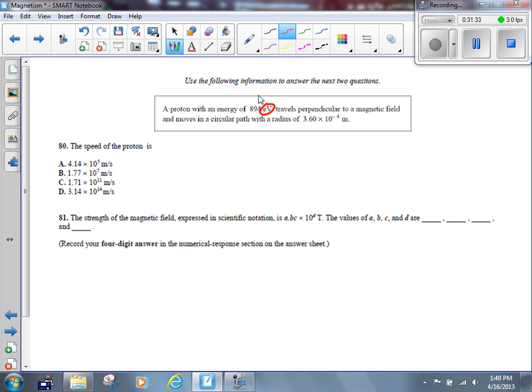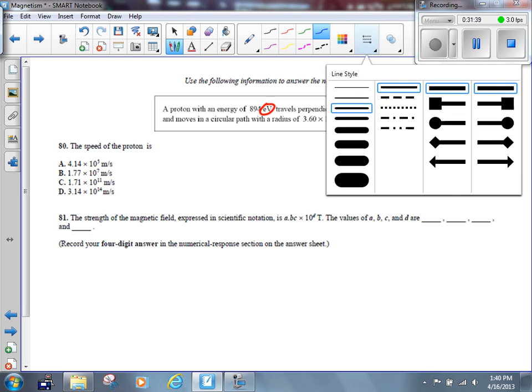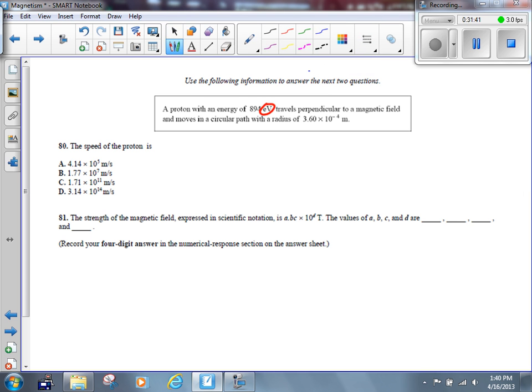Tell me please, show of hands, how many people did exactly the same thing as I did the first time I went to do this question? As soon as I saw this, I said, oh, it's going in a circular path, this radius, we want to find the speed. I'm going to say Fc equals Fm, and therefore mv squared over r equals qvb. How many people did that? How many people tried to do that at least?